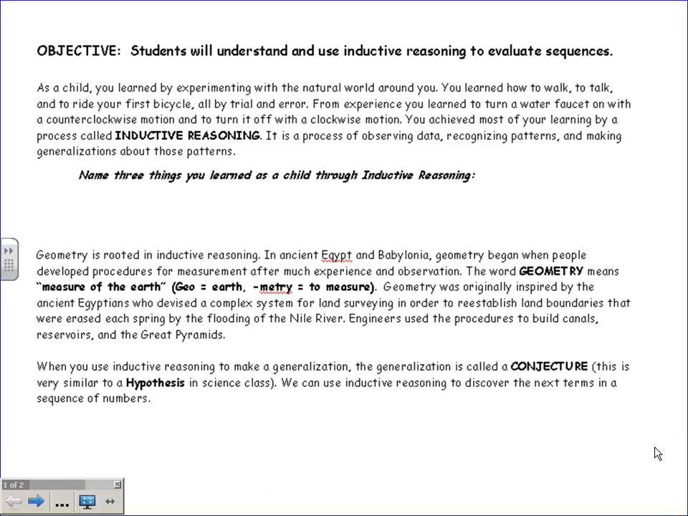As we talked about, we're starting a new unit on logic. When we talk about inductive reasoning, hopefully you realize that this is talking mainly about recognizing patterns or the experiences that you have. We just talked about some of the things that you learned as a child, such as recognizing the motion of something when you turn it on, noticing that if it's cloudy outside, it's probably cooler or it might rain. Things like that are things that you recognize. Geometry is rooted in inductive reasoning. It's based on inductive reasoning.